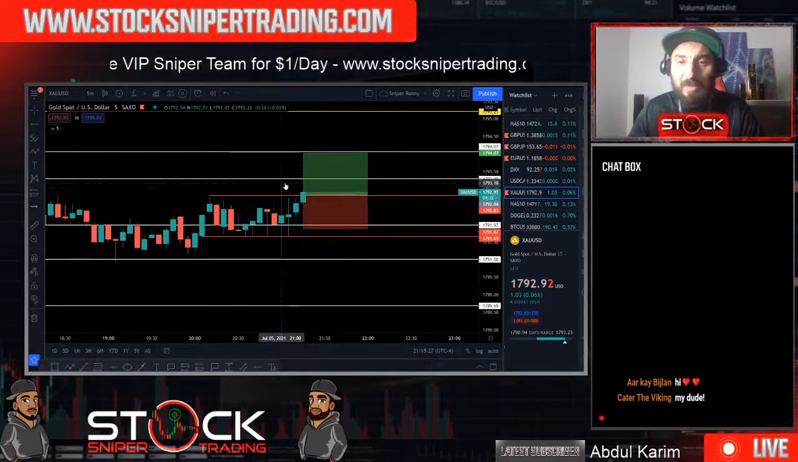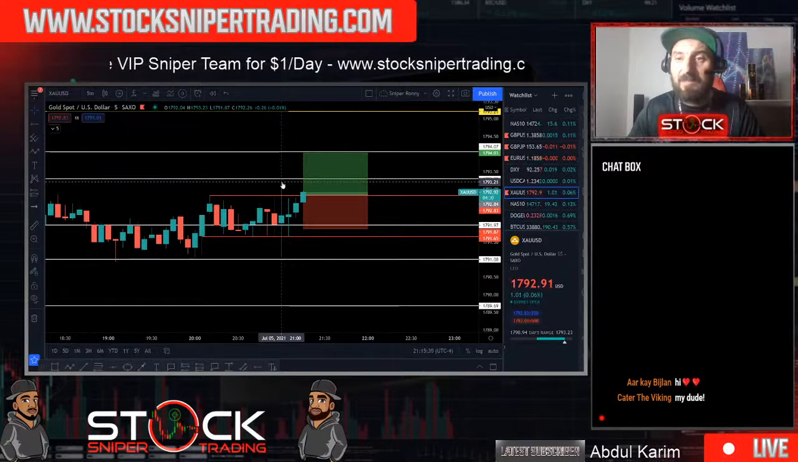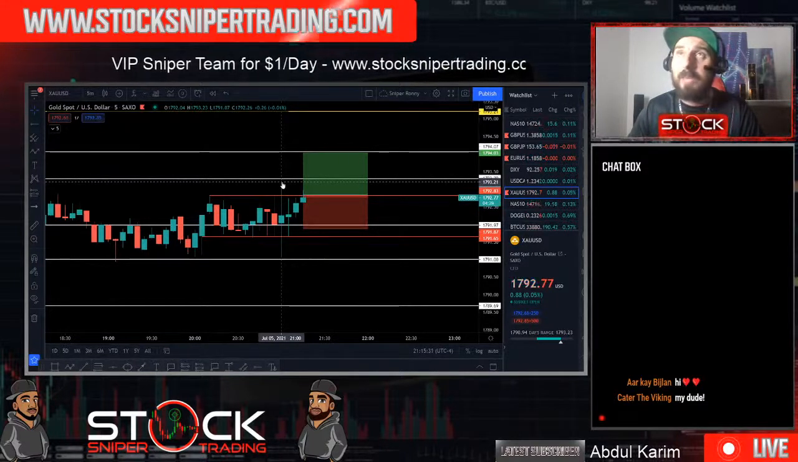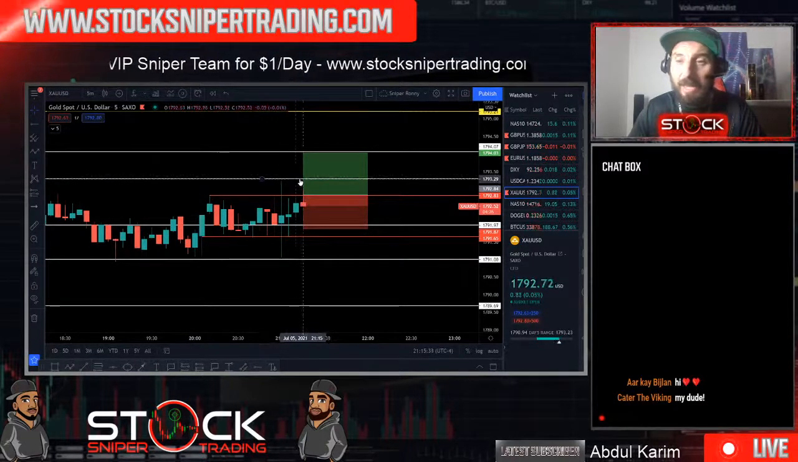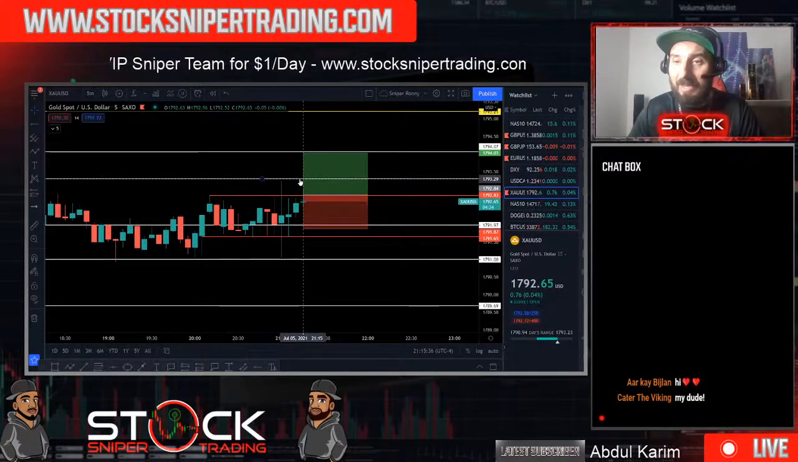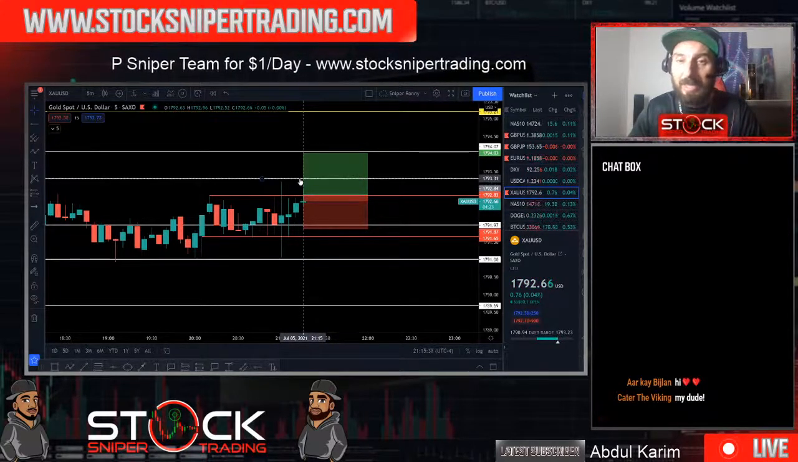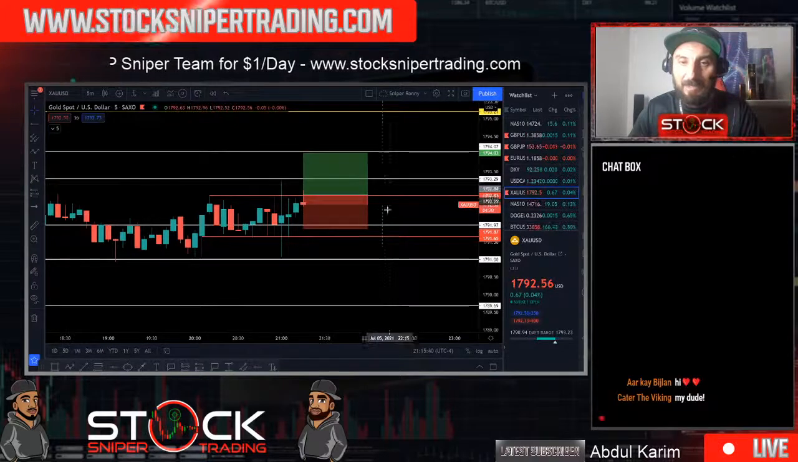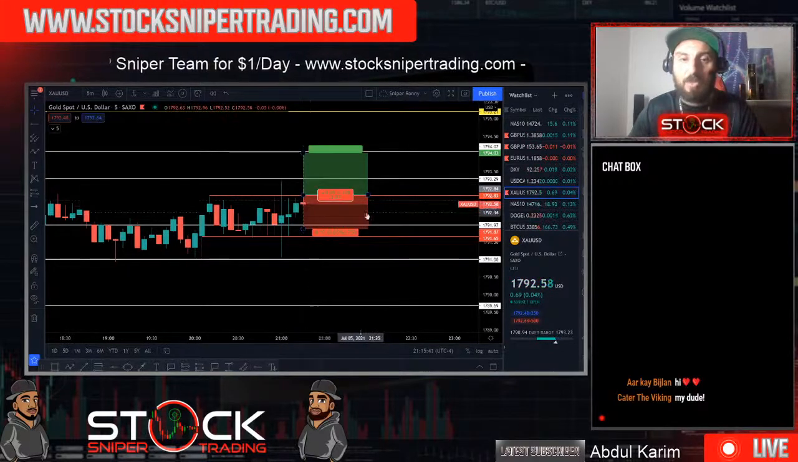All we need to do is get above this wick of this candle, 1793.21, and we can create a new higher high, and we can head to this level, 1793.29, okay? And try and get above that hourly resistance. But it's going to take momentum to push this, okay?